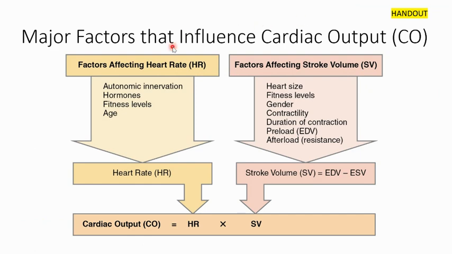So these are the major factors that influence cardiac output: heart rate and stroke volume. So what factors affect heart rate? Because those will ultimately affect cardiac output. What factors affect stroke volume? Because those will ultimately affect cardiac output.